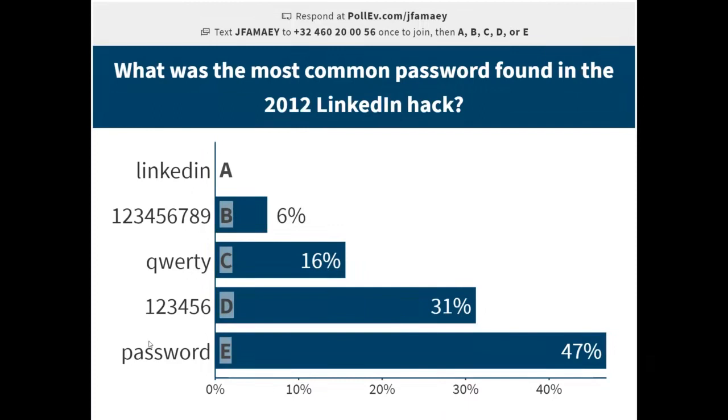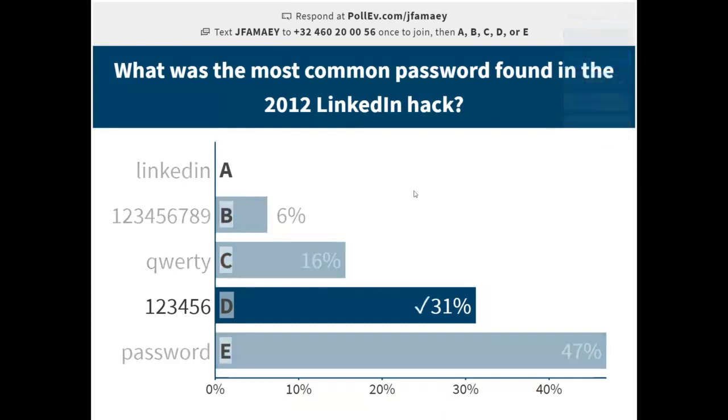This becomes more difficult by either using a password that's not very common, that doesn't occur in these dictionaries, or by salting the hashes when adding them to the database. But let's take a look at which was the correct answer. And the correct answer was 1, 2, 3, 4, 5, 6. Definitely not a very good password, but it was used by many people.